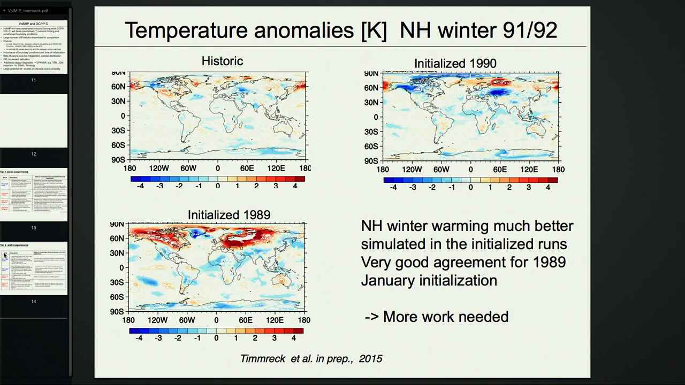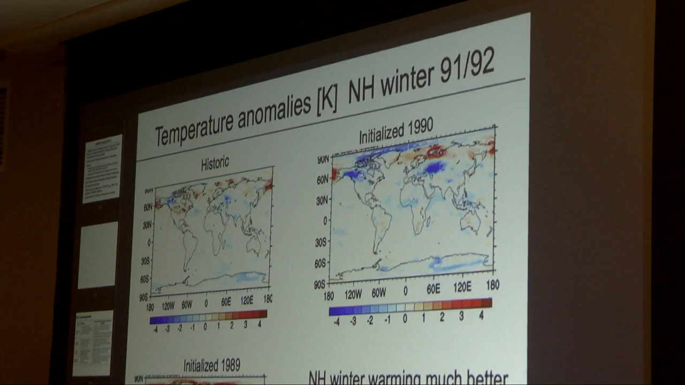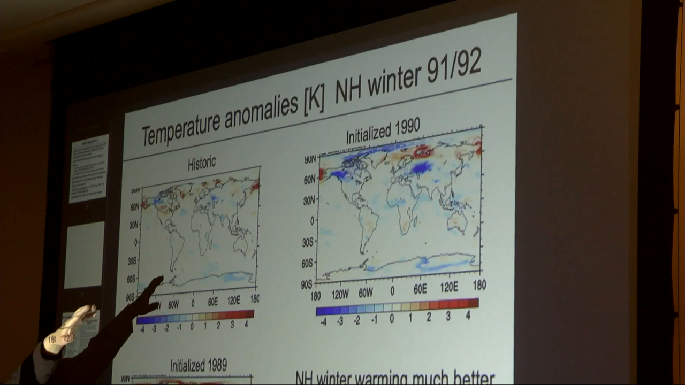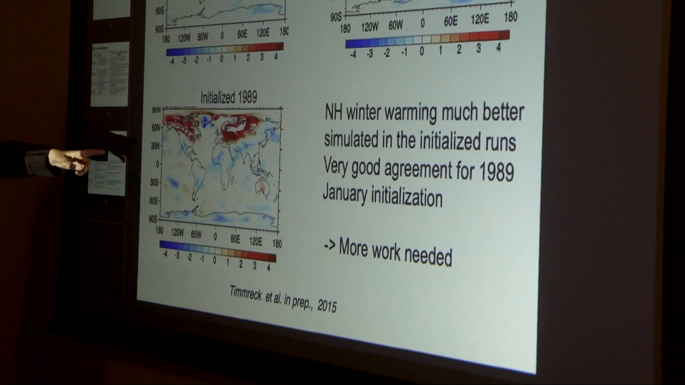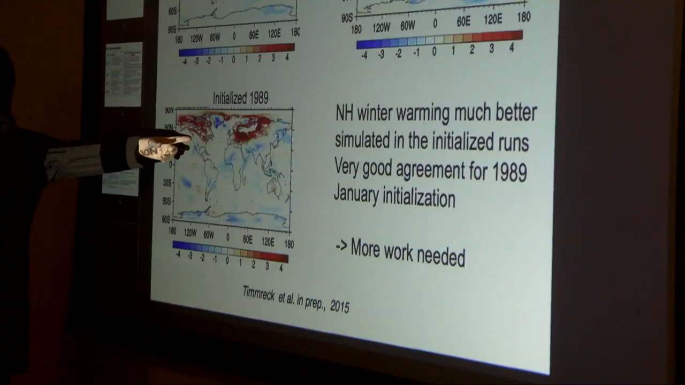Perturbed minus unperturbed. This is just the historic runs, Northern Hemisphere winter temperature. Then we have where I did it with our MECLIP system, baseline one, where we initialized the system in January 1990. And here we initialized it a year before, in 1989. And we got a completely different pattern for the Northern Hemisphere winter warming after Pinatubo. And this was actually, I said, wow, this is what I would like to see, something like that. And so I think, oh, great.